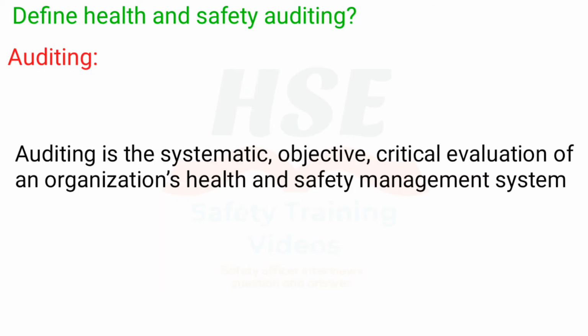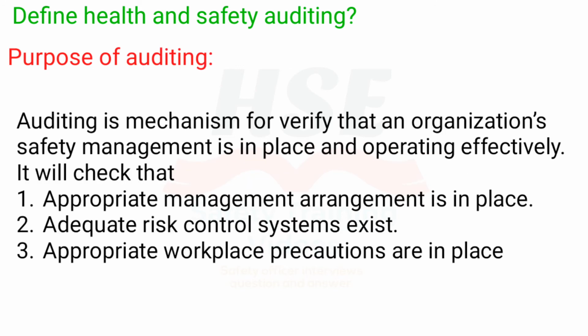Explain the meaning of the term health and safety audit and describe the preparations that may need to be made prior to, during and after an audit. Or define health and safety auditing. Auditing is the systematic, objective, critical evaluation of an organization's health and safety management system. Purpose of auditing. Auditing is a mechanism to verify that an organization's safety management is in place and operating effectively.